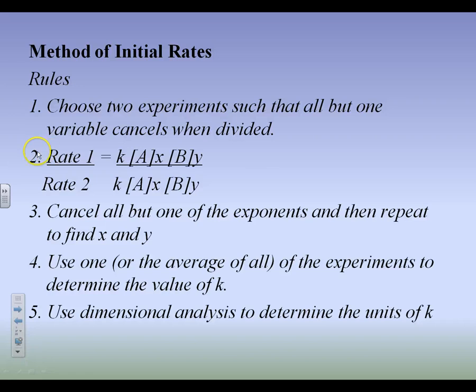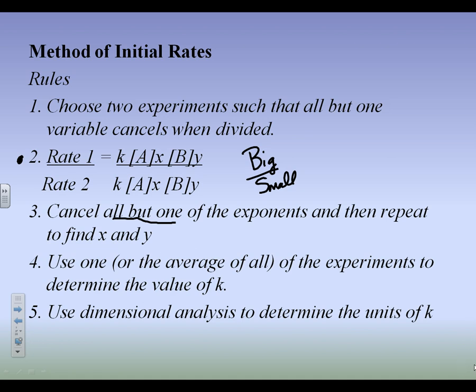You set it up to look like this. Rate 1 divided by rate 2. It doesn't really matter which 2 experiments you pick. Usually when I do these, I tend to put the bigger one over the smaller one, because you come up with whole numbers, and our goal is to get the exponents, to figure out what x and y are, and so you want them to be whole numbers. So usually by doing the bigger one over the smaller one, you get your whole numbers, but it doesn't really matter. Cancel all but one of the exponents and then repeat to find x and y.